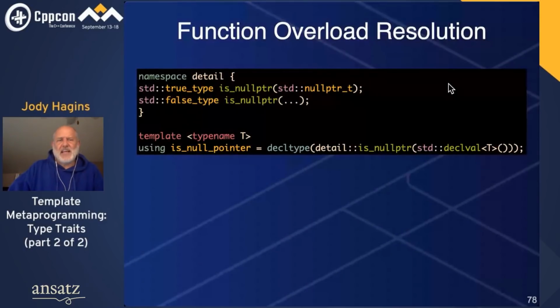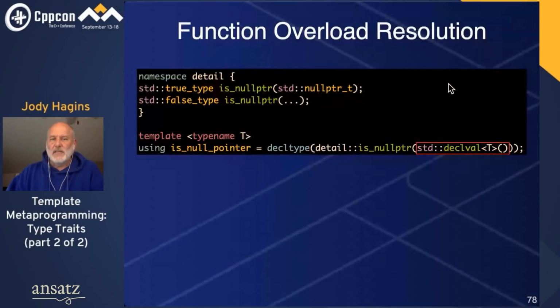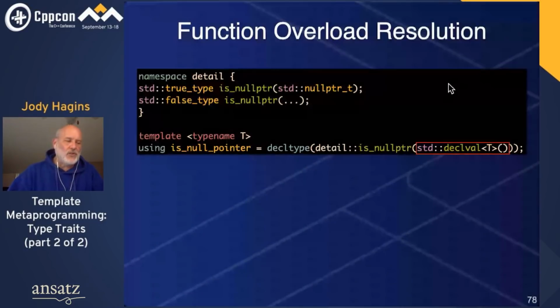All right, we're going to re-implement is null pointer. And we're going to say that is null pointer is the result of calling this function. So decltype says, compiler, pretend that you're actually calling this function. Give me the type that you would have returned if you call it, but don't call it. Note that those two functions up there aren't even implemented. So decltype just says, compiler, pretend you're going to call these functions. If you called them, what type would you return? And this declval basically takes T and converts it to a reference type.